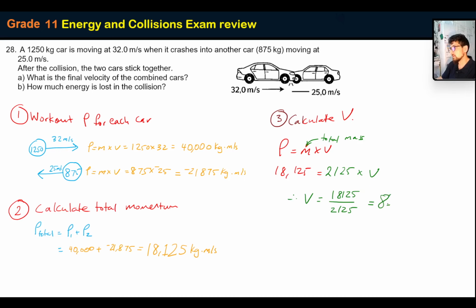That's 8.53 meters per second. And that's going to be to the right. The reason I know that is because it's positive, and we decided early on that right is positive and left is negative. So I don't even have to say that, but if you put an arrow, that's always better. So it's 8.53 meters per second to the right. That's the answer to that one. What is the final velocity? It's 8.53 meters per second.